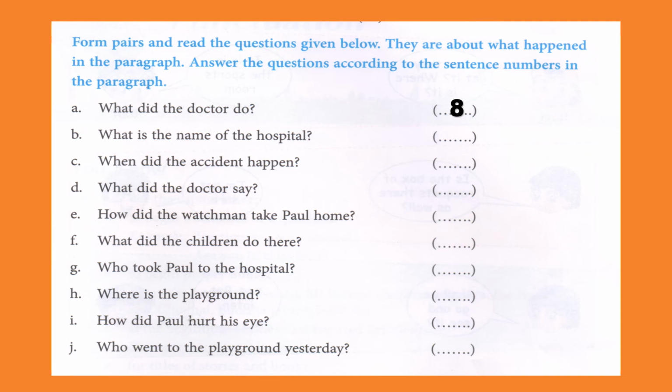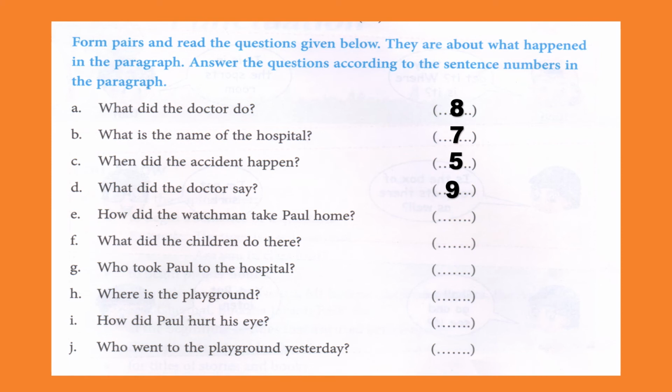The doctor looked at Paul's eye, applied some eye drops and covered it with a bandage. Children, I told you the sentence number is there after the sentence. So 8th one. B. What is the name of the hospital? 7th one. The name of the hospital is St. Isabel's Hospital. C. When did the accident happen? 5th sentence. This happened at 6 o'clock in the evening. D. What did the doctor say? 9th one. He told Paul not to worry about his eye and be careful while playing.